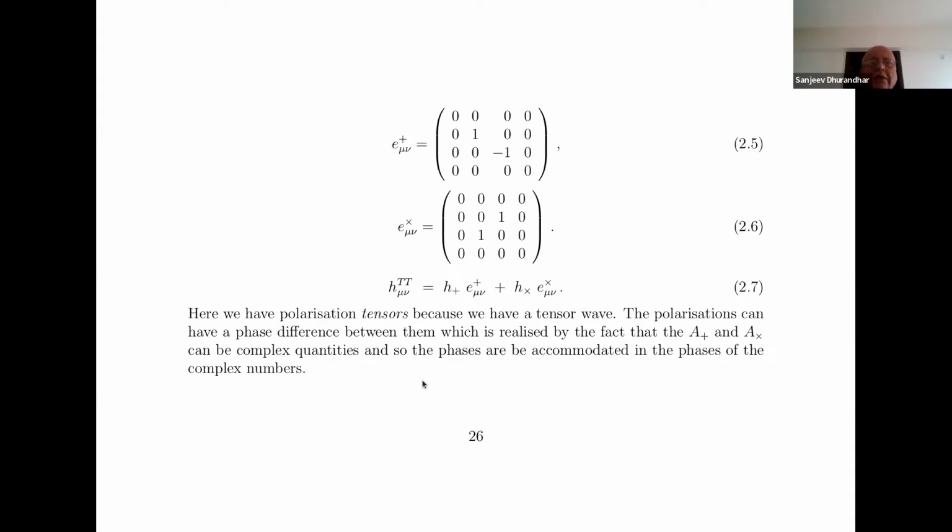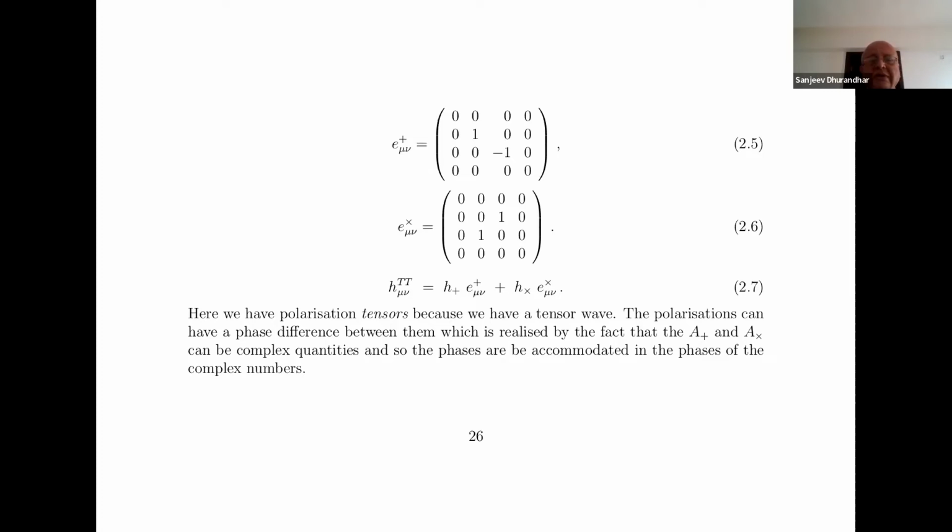The polarizations can have a phase difference between them, which is realized by the fact that A plus and A cross. So here is the thing. Here we have polarization tensors. In case of electrodynamics, there was a polarization vector. If you have a wave, drawing an analogy with the electromagnetic wave traveling in the Z direction, then there are two linear polarization vectors, say X and Y. So you have EX and EY. Those are the two directions of the electromagnetic wave. But those are polarization vectors; here, these are tensors, because this is a tensor wave.